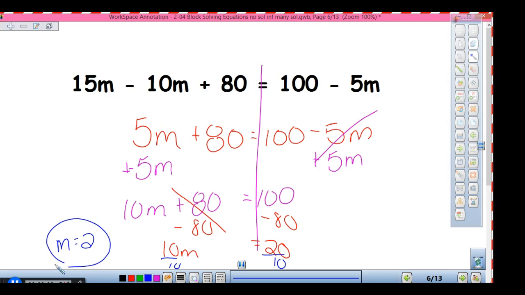Why don't you subtract the 10? That was my first step when I combined my like terms here. I took 15m minus 10m and got my 5m. You always want to do your distributive property and then combine your like terms before you can do anything else. Does that make sense, Kuma? All right.